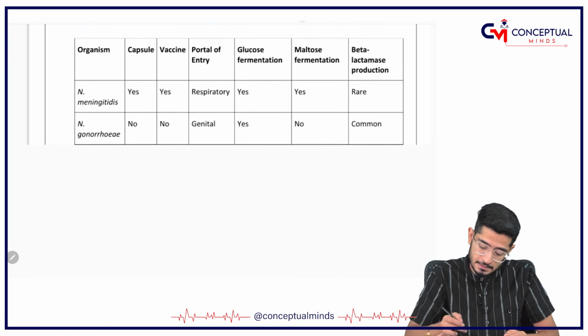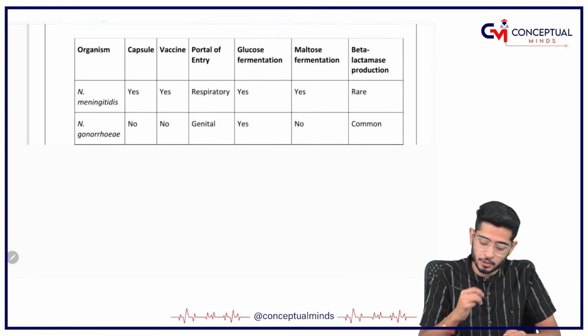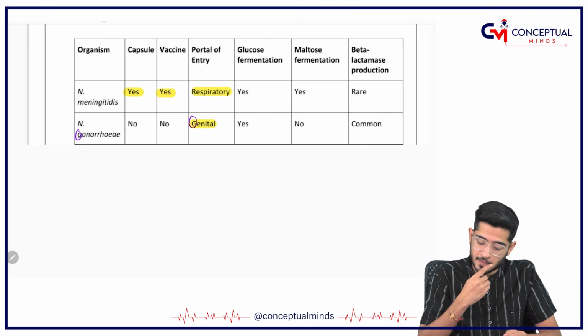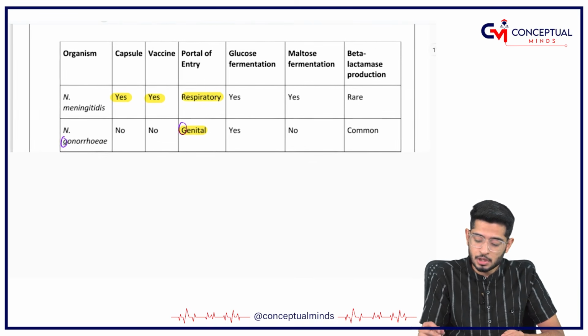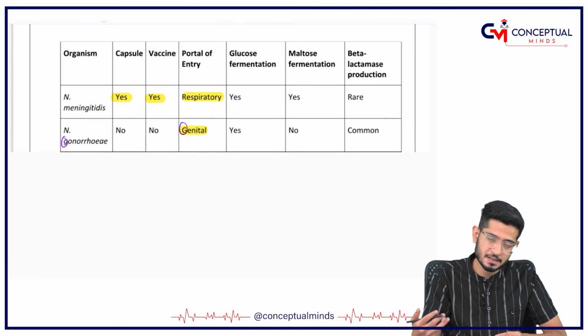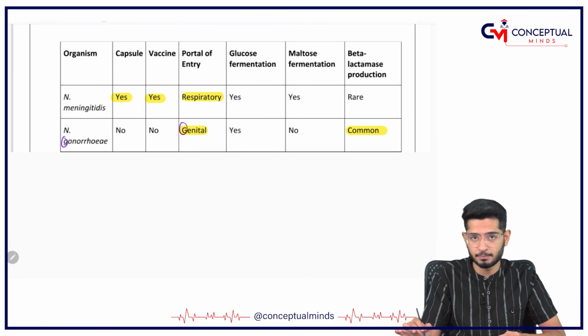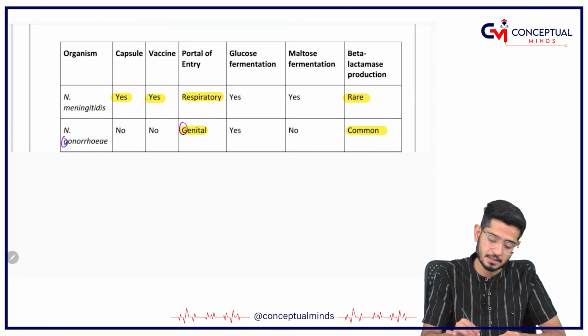And this is a small difference table. I have told you meningococcus has a capsule whereas gonococcus has no capsule. Because there is a capsule, a vaccine is possible. For meningococcus, the entry is respiratory, whereas for gonorrhea, G for gonorrhea, G for genital, very simple. Remember gonorrhea is very clumsy, PPNG I have told you, penicillinase producing gonorrhea. So resistance is very common with beta-lactamase, but it is rare in Neisseria meningitidis.